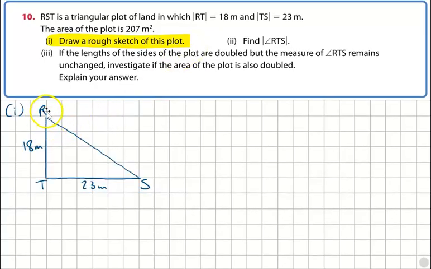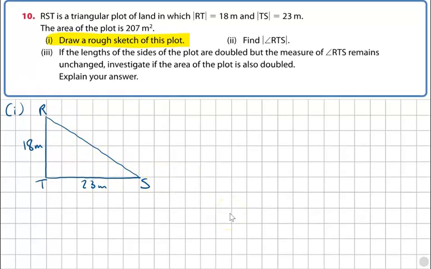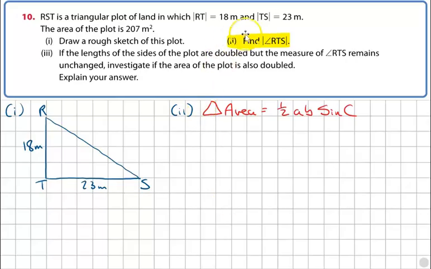So here's our rough sketch. I've drawn my triangle, I've labelled it R, T and S. I've labelled RT as 18 meters, TS is 23 meters. I don't know what RS is. Part 2, find the angle RTS. So find this angle here. I know that the area is 207 meters squared, so I'm going to use that to work this out.